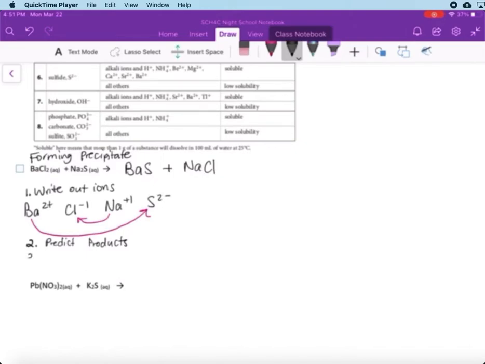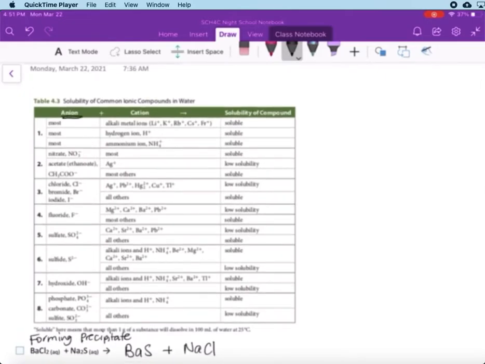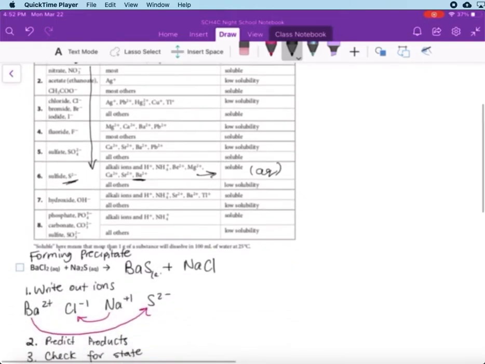Our next step is to check our solubility table to see what states we're going to get from our products. So to check our solubility table, we are going to look at the anion first. From the anion, we're going to go down all the way to get to sulfur. From sulfur, we're going to read across and we see our cation, barium. We read that it's soluble, so that means that it's able to be dissolved in water. So this is not our precipitate.